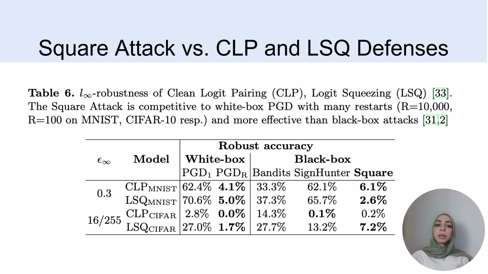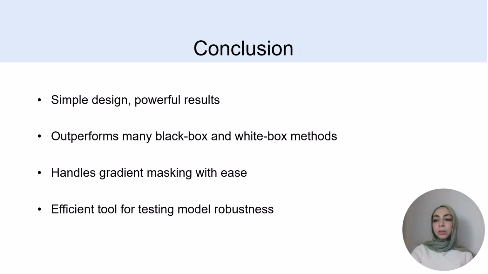In this slide, we're going to talk about square attack versus CLP and LSQ defenses. Table 6 here shows the strength of square attack on models with strong defenses like CLP and LSQ. These defenses are typically very difficult to break. While methods like PGD often struggle to make an impact, square attack is able to bypass these defenses efficiently. On the CLP MNIST model, for instance, PGD leaves the model at over 60% accuracy, but square attack cuts it down to just 6.1%.